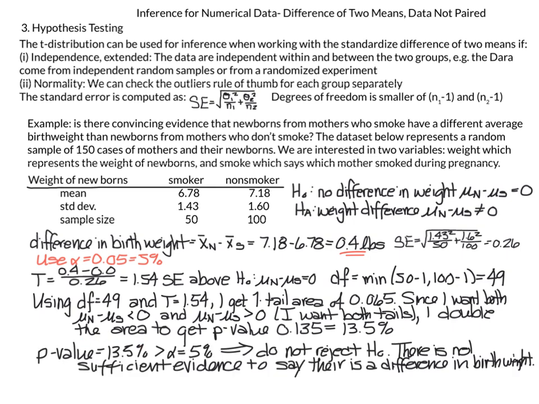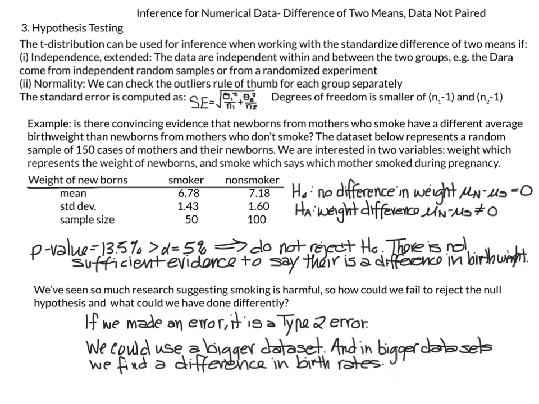So my p-value is 13.5%, which is greater than my alpha, my significance of 5%. So I do not reject H0. In other words, if H0 is correct and there's really no difference, I can expect a value something like 1.54 standard errors above H0 13.5% of the time. And that's not bad, so I don't want to reject it. It's not something weird. Something happening a little more than 10% of the time is unusual, but not totally weird. So there's not sufficient evidence to say there's a difference in birth weight.